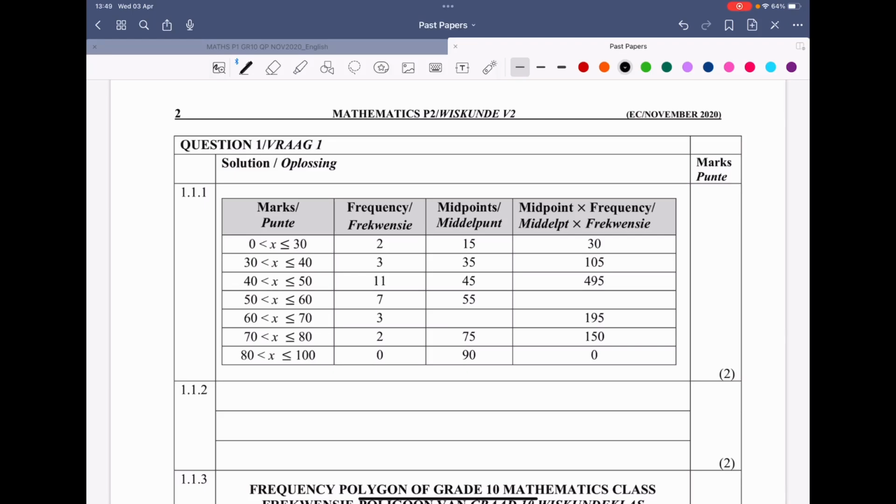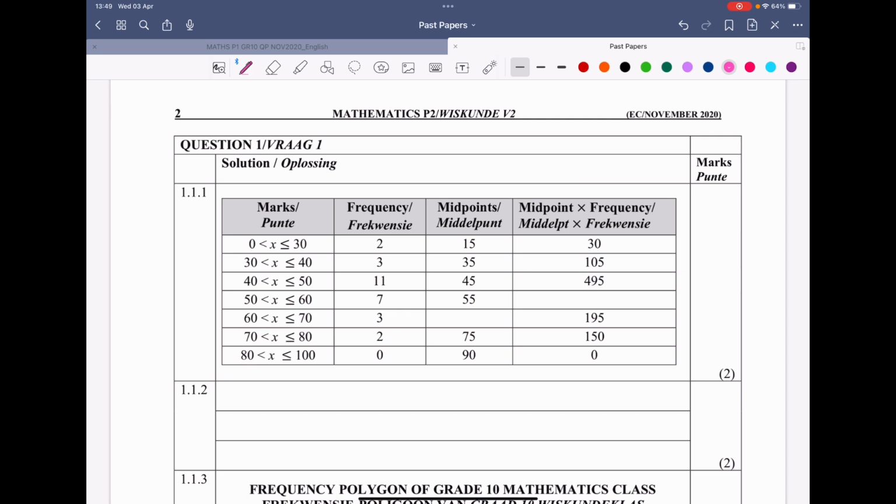Okay, this is the Eastern Cape, November 2020, grade 10, paper 2. For question 1, this is the data handling question. For the first part, 1.1.1, we're asked to fill in the missing numbers in this midpoint and frequency table.